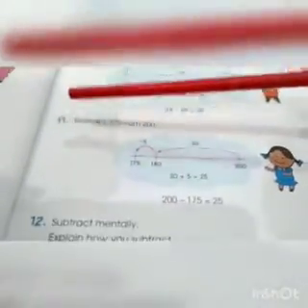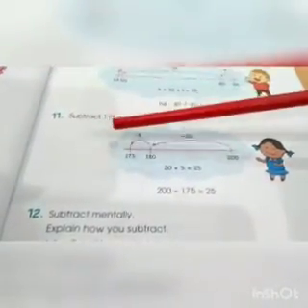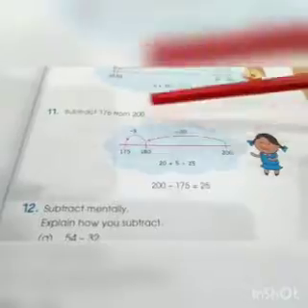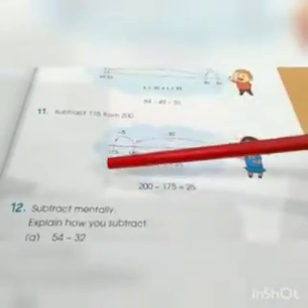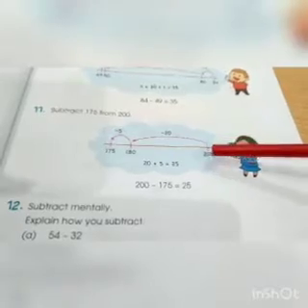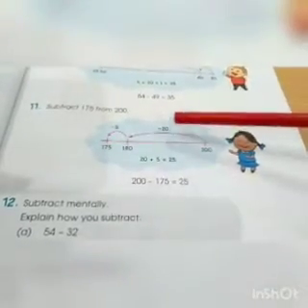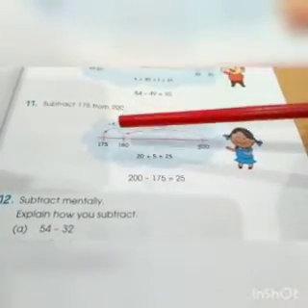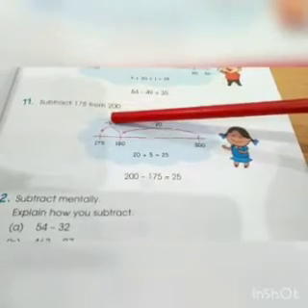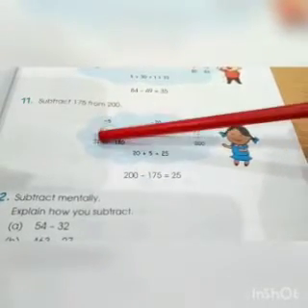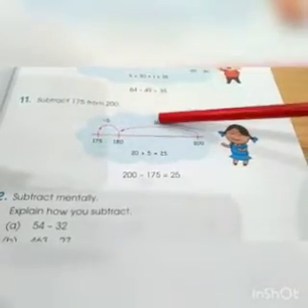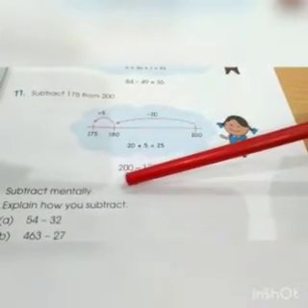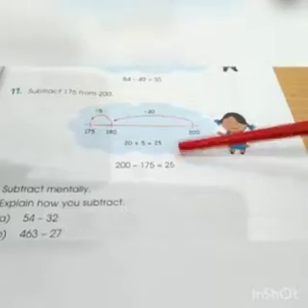Moving toward question number 11. Subtract 175 from 200. You can see a number line from 175 to 200. When we subtract 20 from 200, it makes 180. And then when we subtract 5 from 180, it makes 175. 20 plus 5 makes 25. 200 minus 175 is equal to 25.